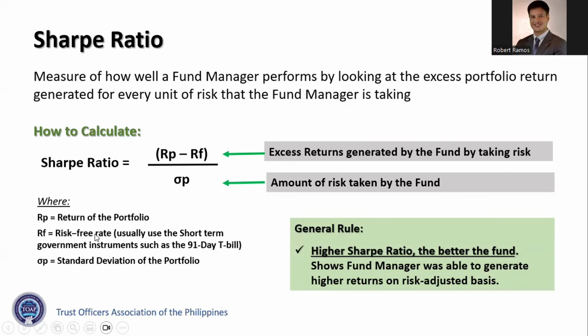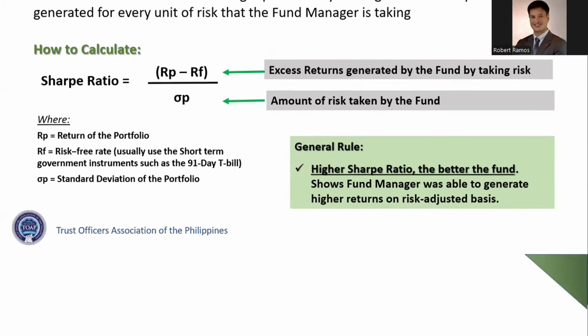After computing the Sharpe, what is the general rule for evaluating it? The higher the Sharpe ratio, generally, the better the fund. It shows you that the fund manager was able to generate higher returns on a risk-adjusted basis.